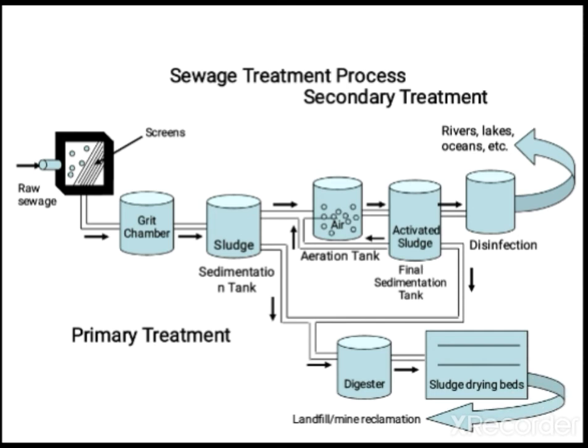Here in this diagram you can see, children, the flow diagram. From here to here it is primary treatment, and here it is secondary treatment. First, by means of screens it is filtered, then the grit chamber, then the sludge, which goes through a digester. It can be digested and used as manure also, and the flowing supernatant can be taken for secondary treatment.